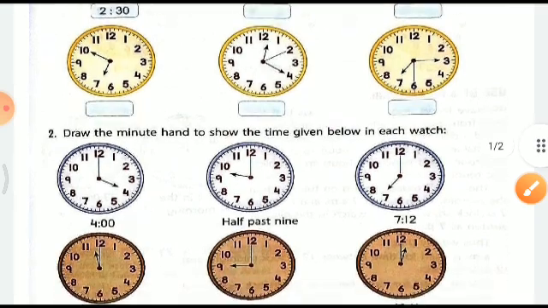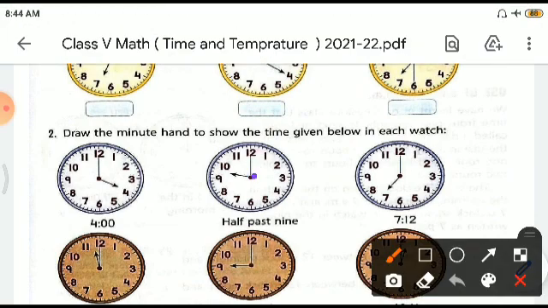Now let us move to the second one. Draw the minute hand to show the time given below. 4 o'clock. So the minute hand is drawn here. Rather, it is the second hand. So the minute hand will coincide with the second hand in the first one. Then the second one, 9:30. The minute hand should have been here at 6. So then it would be 9:30.